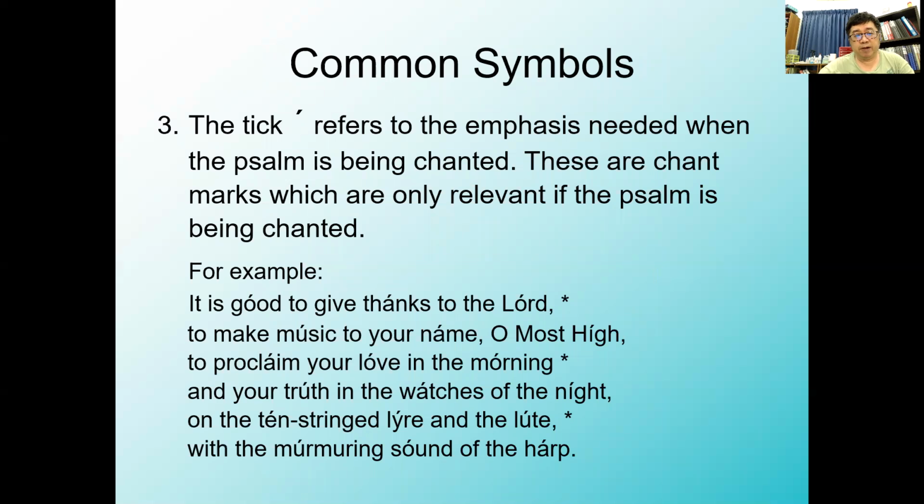So when we are chanting this particular psalm, for example, "It is good to give thanks to the Lord, to make music to your name, O Most High." Notice that I am emphasizing the words good, thanks, Lord, music, name, high. It does not mean that when we chant this, we have to purposely emphasize it, but it's for us to take note that that's where the emphasis is when it comes to the chanting. Let us look at an example of a 2-line chant using this particular verse.